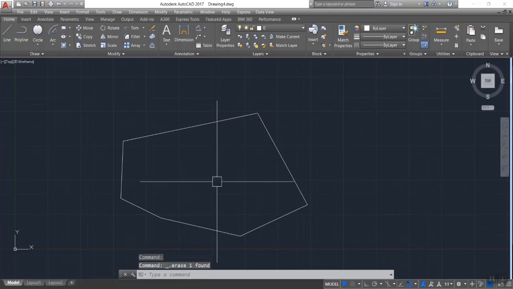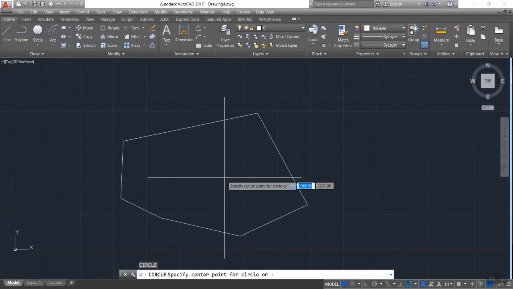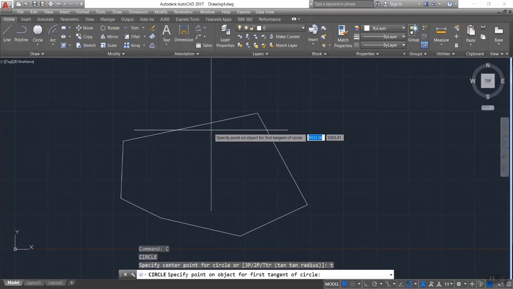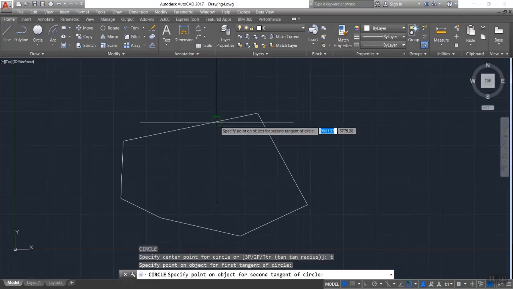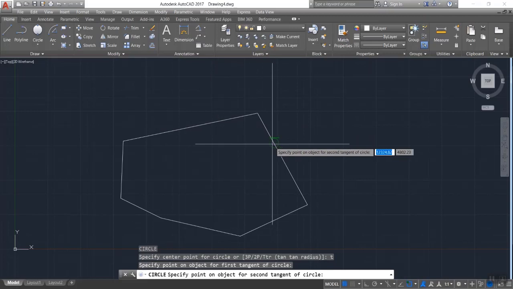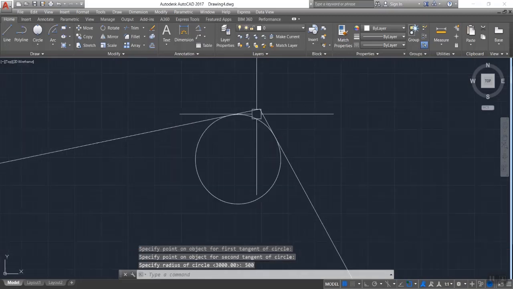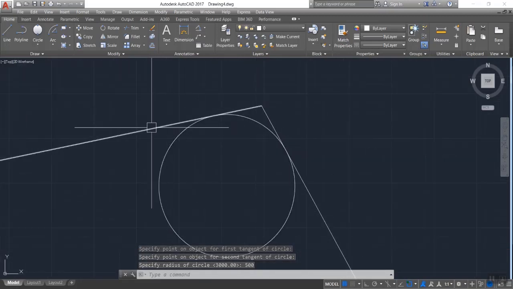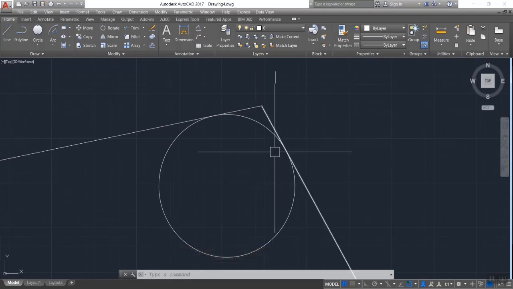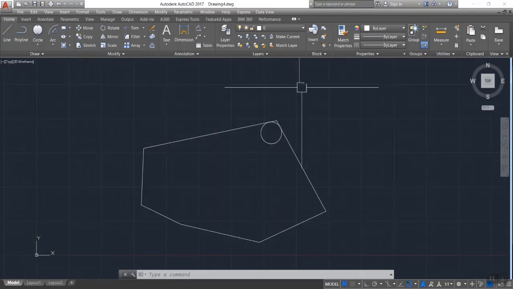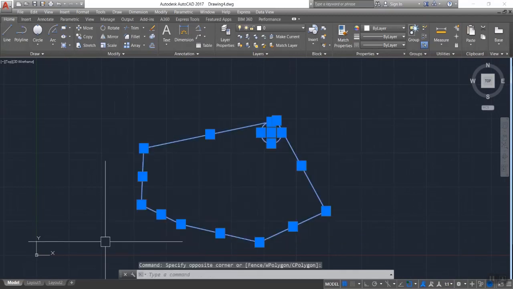Now let's try a smaller one. So C enter, T enter, and then first tangent, I want my circle to touch this line, that's the first tangent. The second tangent, this line, and I'm giving a value of 500. So you can see over here, the circle is touching this line, the circle is touching this line, and it has a radius of 500. That is the fifth method.